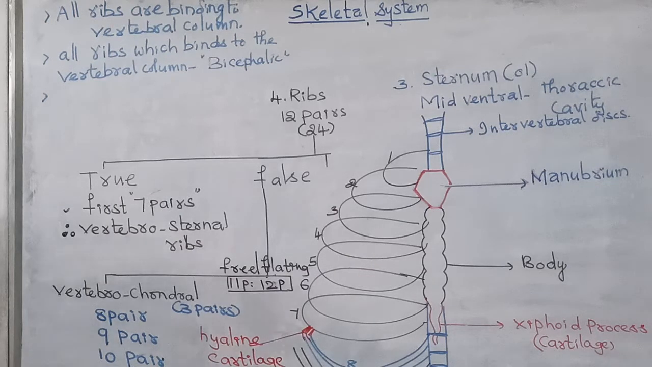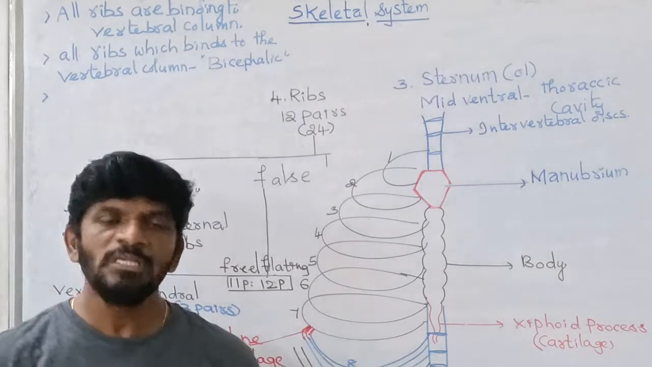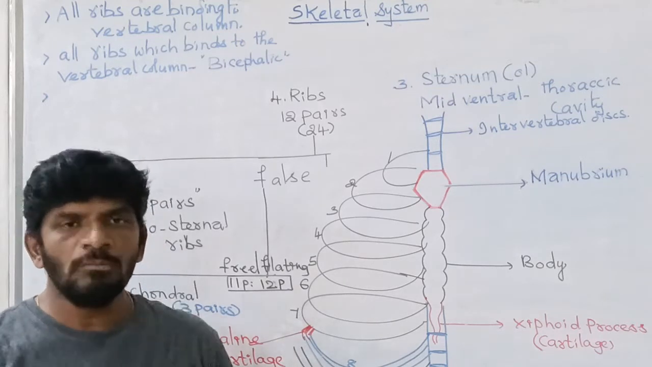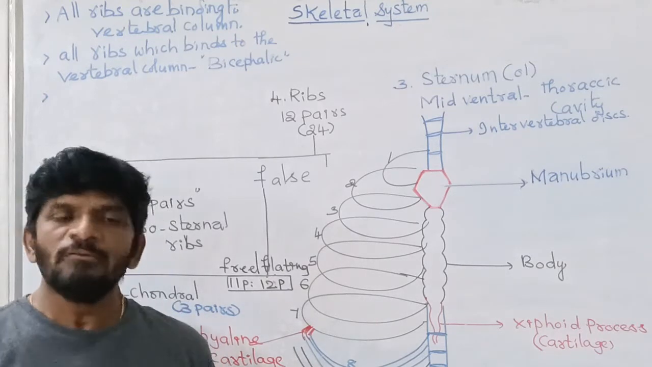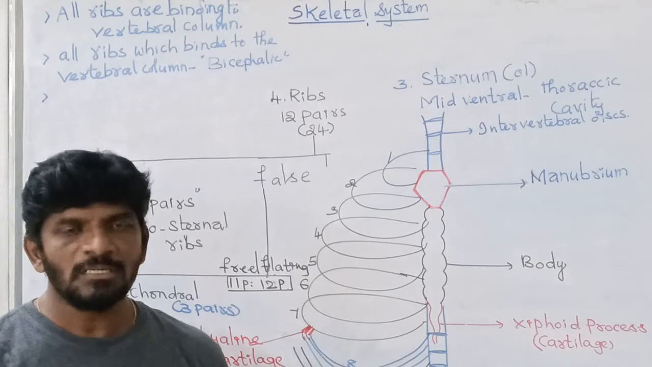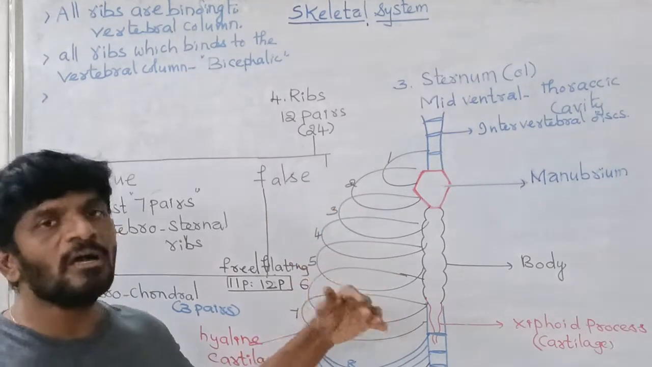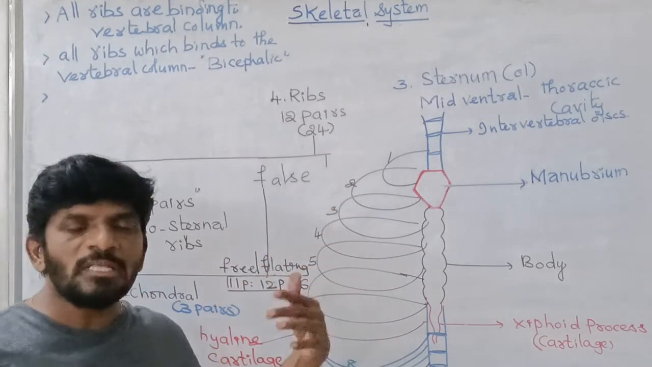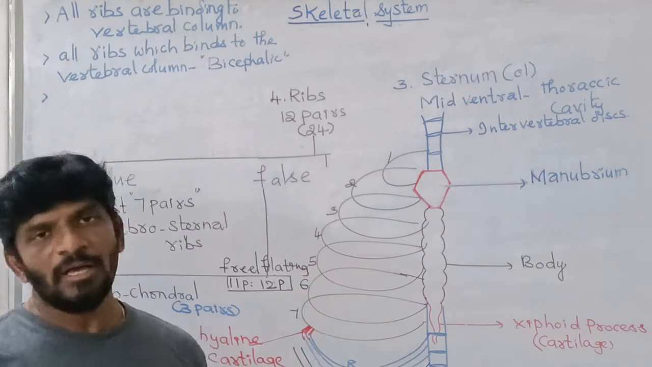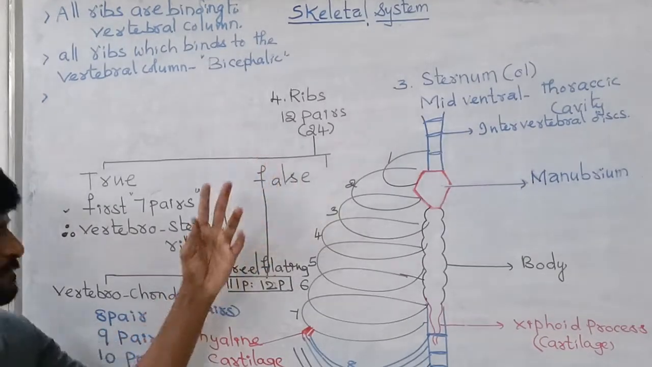So this is all about the ribs. Total number of ribs is 12 pairs, equal to 24. Among these 12 pairs, the first 7 are true, remaining 5 are false. First 7 pairs are true and also vertebrosternal. Among the remaining 5 pairs, the 8th, 9th, 10th pair of ribs are false and also vertebrochondral, because they articulate with the 7th pair of ribs with the help of a cartilage. The remaining 2 pairs, the 11th and 12th pairs, are called false as well as free and floating ribs.